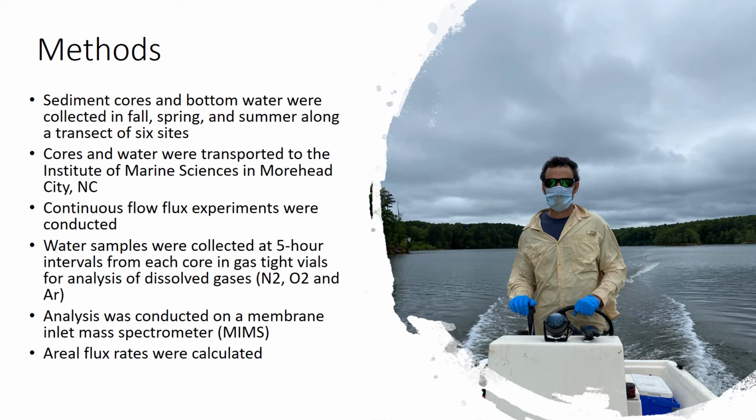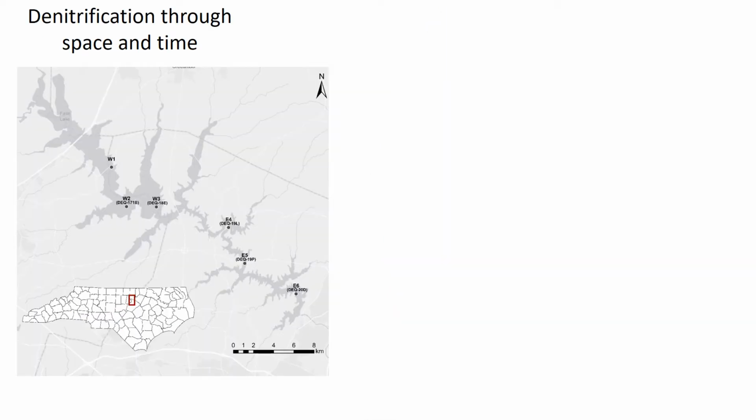And in the end, what we want to calculate is an areal flux. So per area of the lake sediment bottom, how much does it do in terms of removing nitrogen to N2? As I showed you on the nitrogen cycle, that will convert bioavailable dissolved nitrogen to N2 gas, and it'll leave the system. So that will allow us to extrapolate over the surface of the lake and also through time.